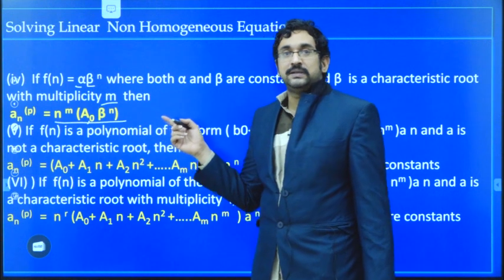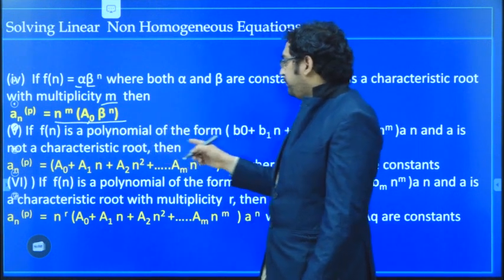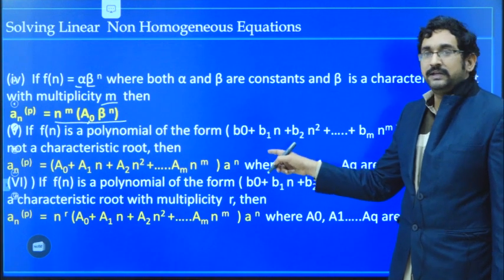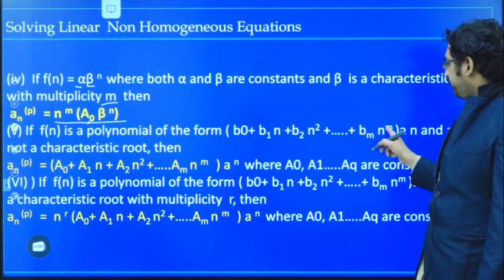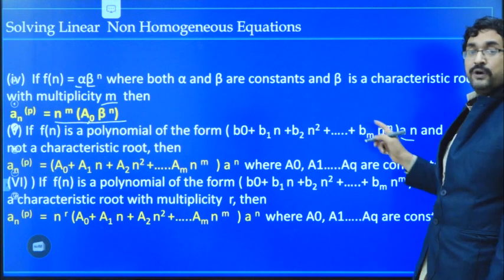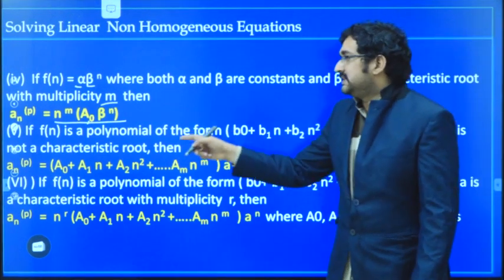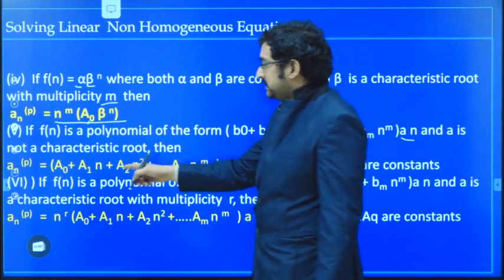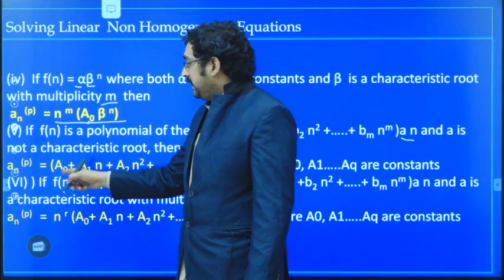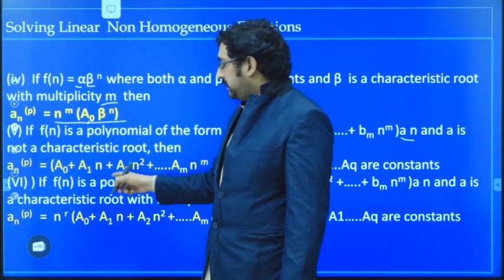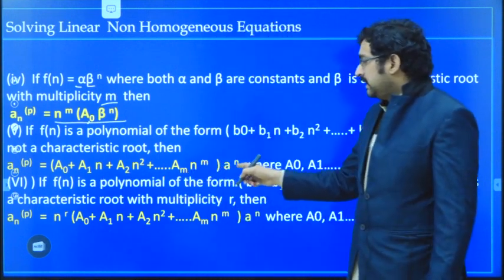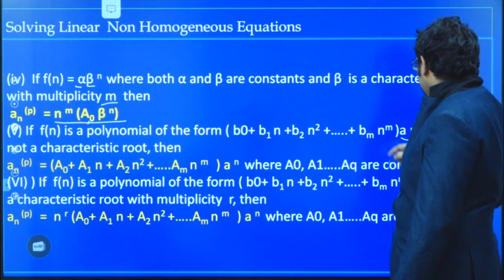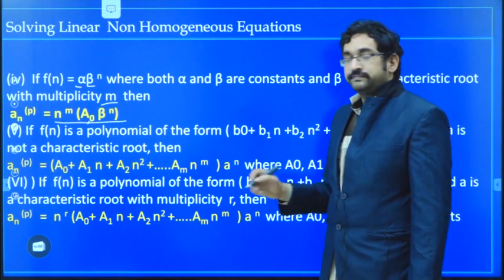For the fourth case, if f(n) is a polynomial in the form (b0 plus b1 n plus and so on, bm into n^m) into a^n and a is not a characteristic root, then the solution will be like this: a_n^p equal to (a0 plus a1 n plus and so on, am n^m) into a^n, where a0, a1 and so on are constants.